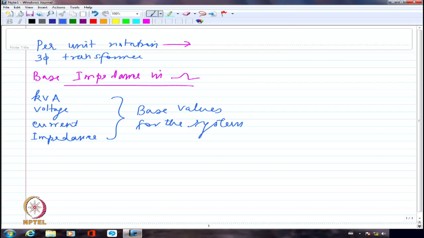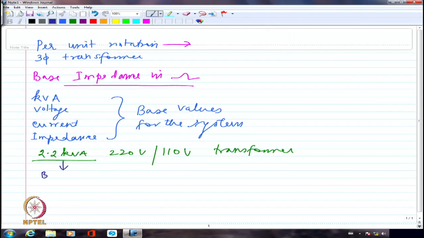Let us take again, for example, what we had taken earlier also, that is a 2.2 kVA, 220 volts by 110 volts transformer. When I have a transformer, generally we will define the kVA as the base kVA for both primary and secondary, because the power is invariant in the transformer. Whether I am looking at it from the primary side or secondary side, the kVA is a constant. So, base kVA is 2.2 kVA itself. This is going to be base kVA, whereas this is going to be the base voltage for the primary, and this will be the base voltage for the secondary.